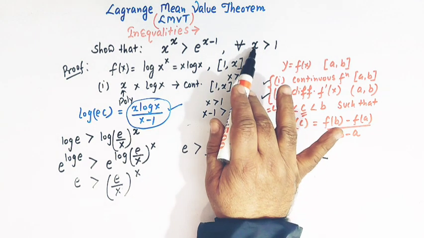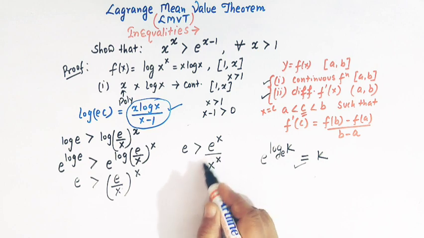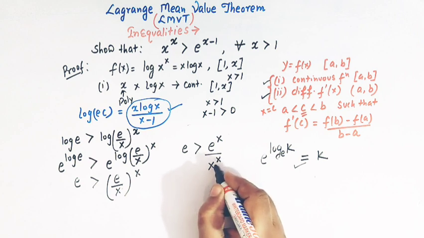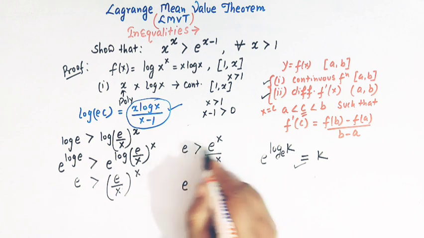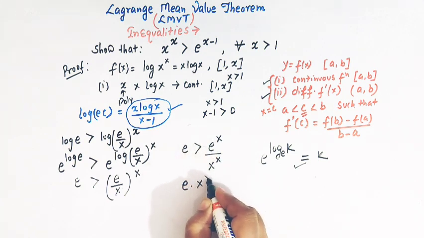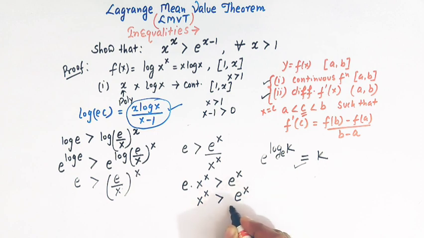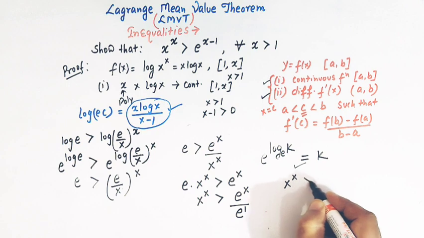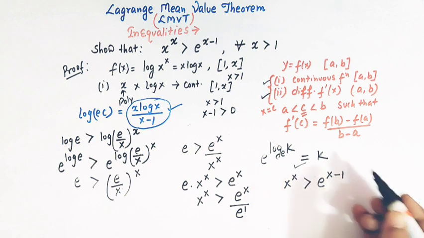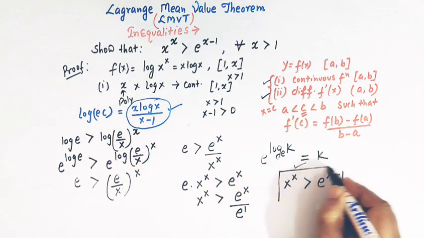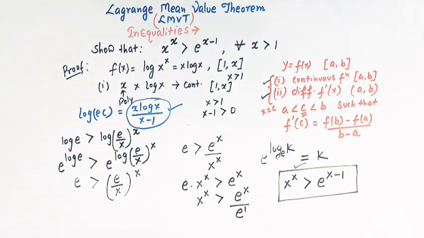And here we can easily see that x is greater than 1, so x raised to x is always a positive quantity, right? So multiplying both sides by x raised to x, we have e times x raised to x is greater than e raised to x, and now dividing both sides by this number e, we have x raised to x greater than e raised to x divided by e, right? And taking this e to the numerator, we have x raised to x greater than e raised to x minus 1, right? And which is the desired result. So viewers, this is how, by making use of the concept of Lagrange's mean value theorem, we can prove this important inequality for all values of x greater than 1.